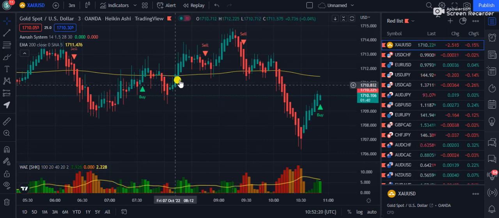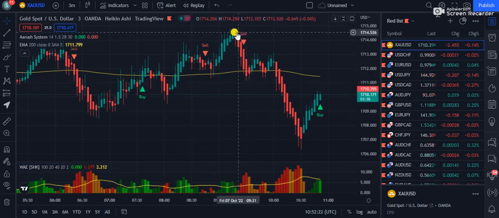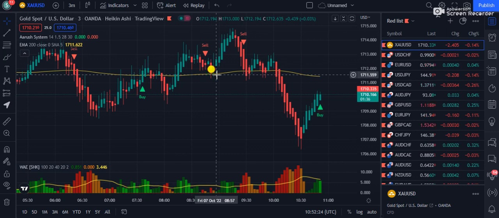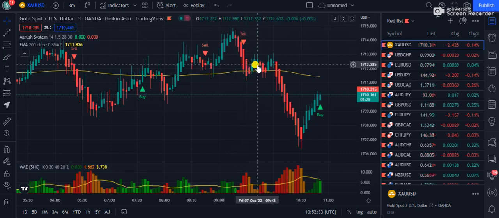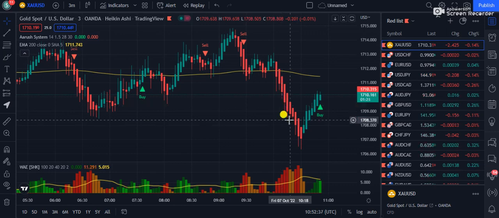Okay, so the first thing that you should have, for example, you can see there is a 200 moving average. If the candles are above the 200 moving average, it means that it is the upward trend. If the candles are below the 200 exponential moving average, it means that you are in the downtrend.